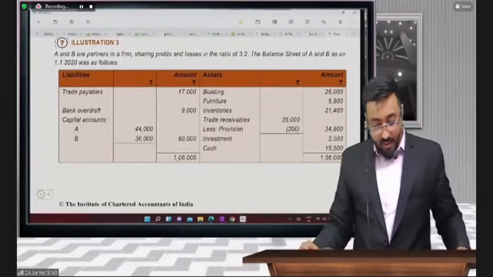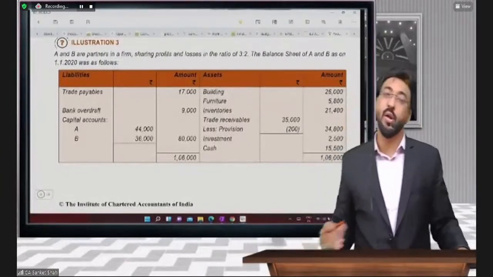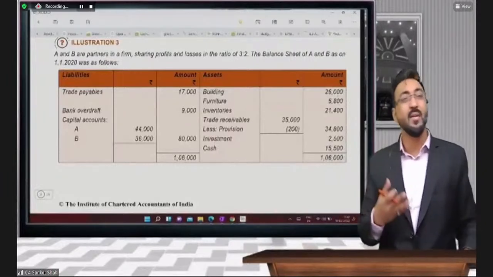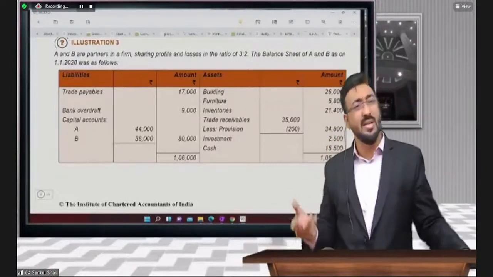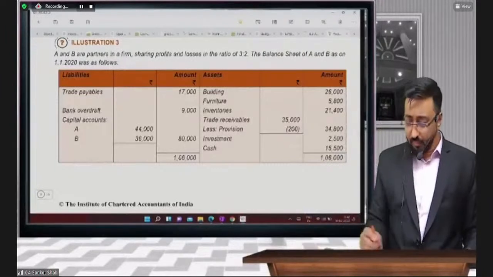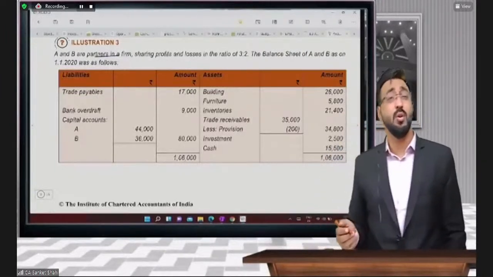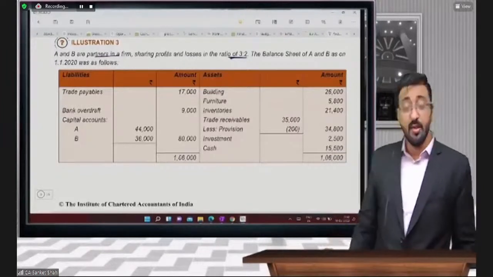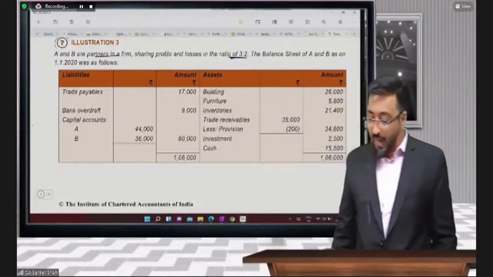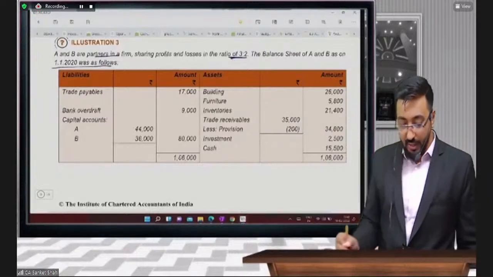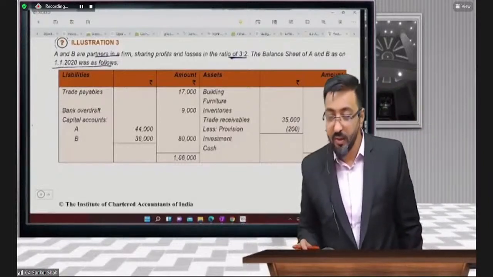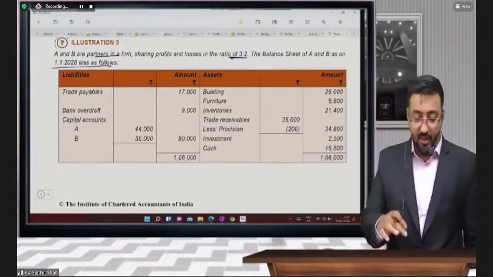ओके, चलो सर इलस्ट्रेशन नंबर 3 में चलो, एक क्वेश्चन अभी कर लेते हैं। एक 3-4 क्वेश्चन किए ना दिमाग में बैठ जाने चाहिए, it's very easy sir. A and B are partners in a firm sharing profit and losses in the ratio of 3:2. So these are sharing 3:2 ratio. The balance sheet of A and B as on given 1/1/2020 as below. 1/1/2020 को balance sheet दिया है.